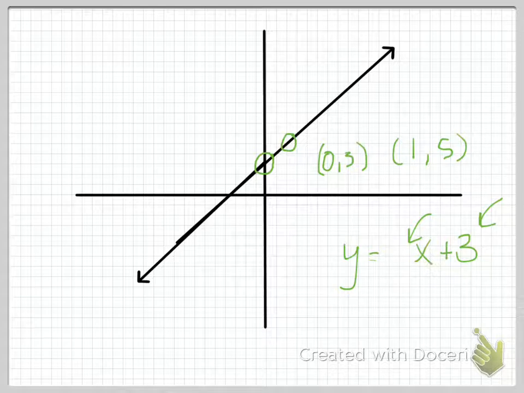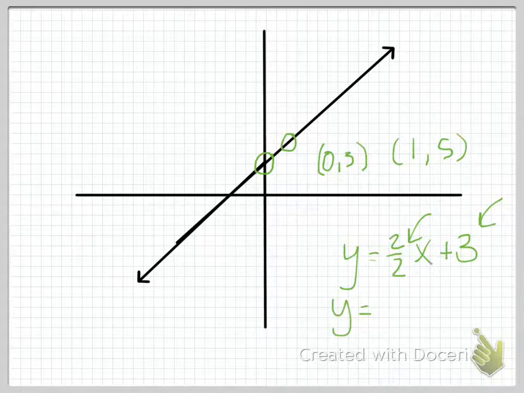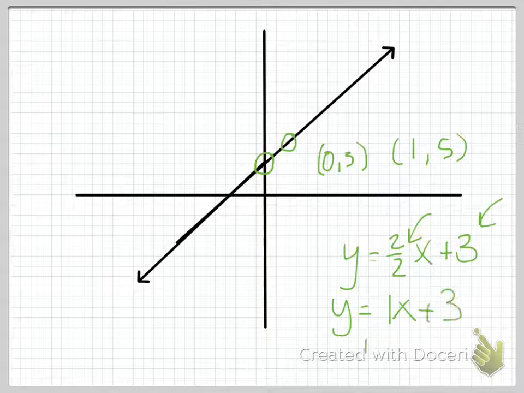But if I just want to see the rise and run, it looks like it rises 2 and runs 2. Okay, so when we go up it is positive, and when we go right it is positive, just like if we're plotting a point. So we have 2 over 2, which reduces to 1. So you could also just write it y equals x plus 3.